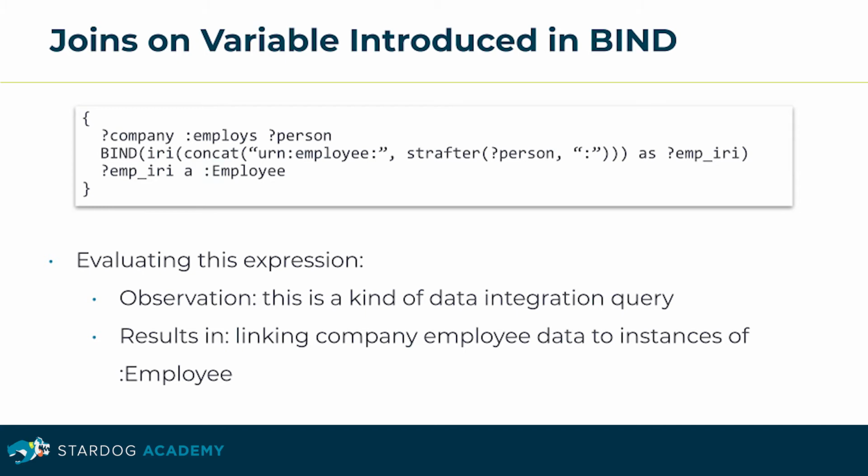So first observation is this is a kind of data integration query where we have an IRI for the company and we only have some string information about the person, and we want to turn that into a proper node in the graph that we can then use with additional statements. And so our additional statement here is that once we have that employee IRI, we can say that IRI is a type of employee. And the result is linking the company employee data to instances of employee.